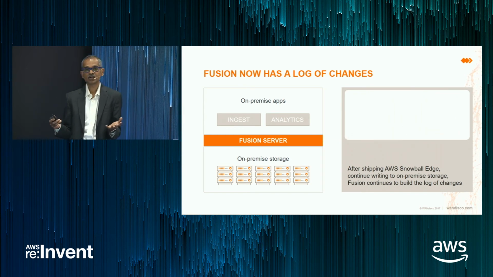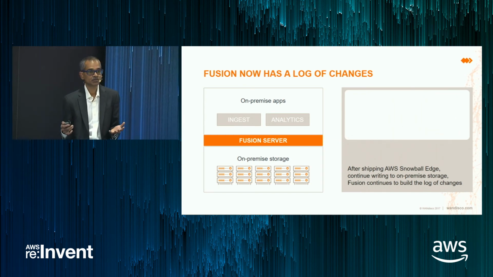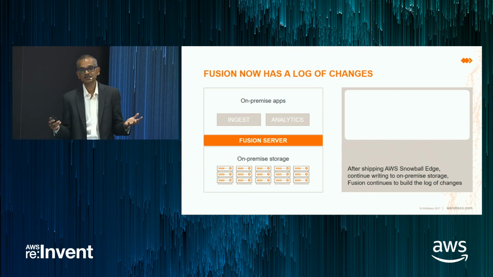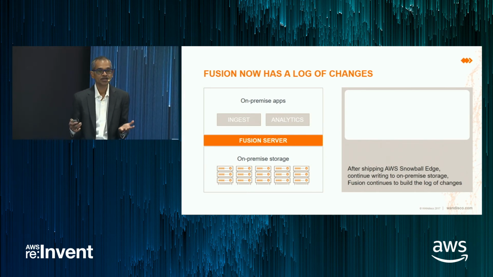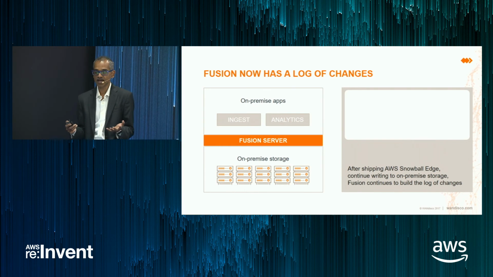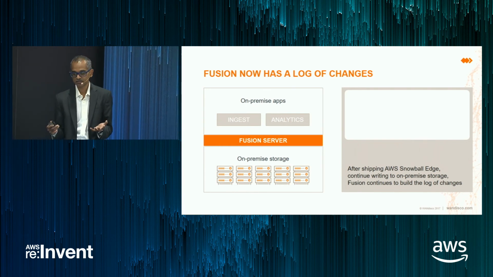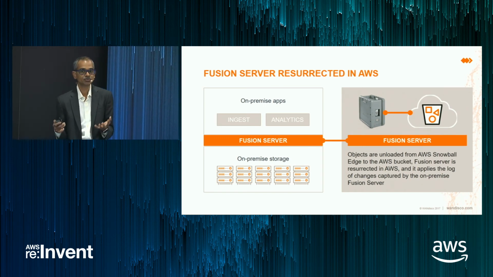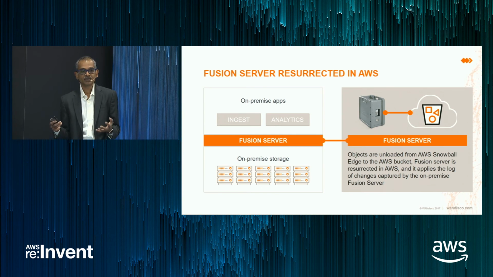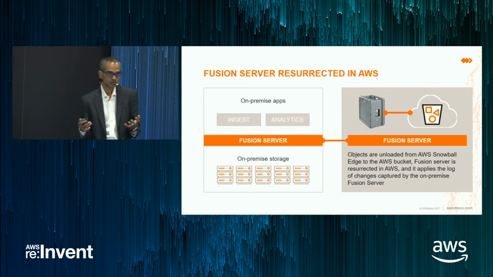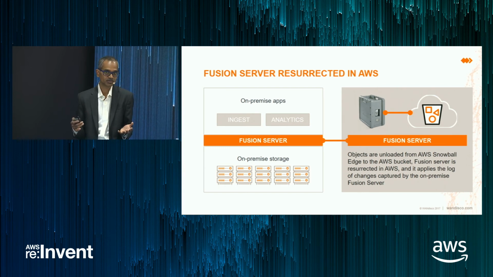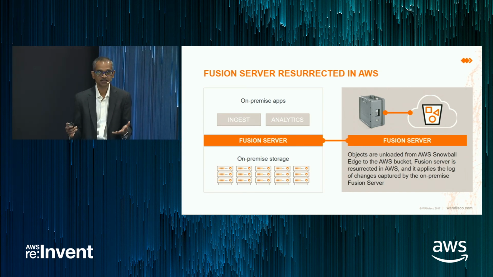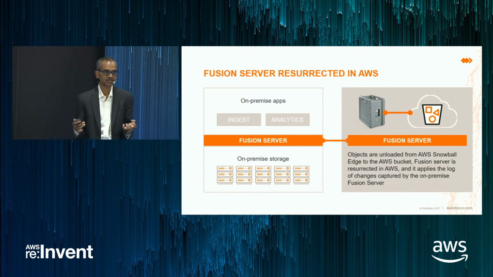You ship off your Snowball, the Fusion server attached to your on-premise storage continues to keep the log of changes. Let's say it takes 4 days, 5 days, perhaps a week for the data to arrive in Amazon's data centers and to get loaded onto Amazon's bucket. At that point, we reincarnate the Fusion server attached to the Snowball up in the cloud. It retains its state, comes back, connects with the Fusion server attached to your on-premise storage, realizes that it's fallen behind by some hundreds of thousands of transactions or write activity, and starts catching up on those.